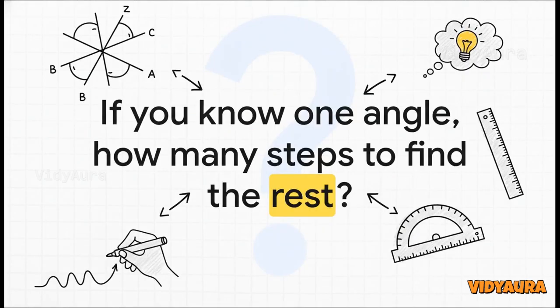Okay, here's a final little puzzle for you to think about. If 2 lines intersect, and I only tell you the measure of one of the 4 angles, how many more calculations do you really need to do to find the other 3?